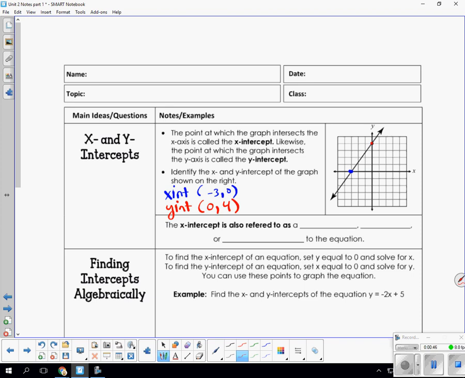I want us to take note here that for my x-intercept, what my y value is. So for my x-intercept, what is my y value? My y value is equal to 0. For my y-intercept, let's take note of what my x value is. For my y-intercept, my x value is equal to 0.